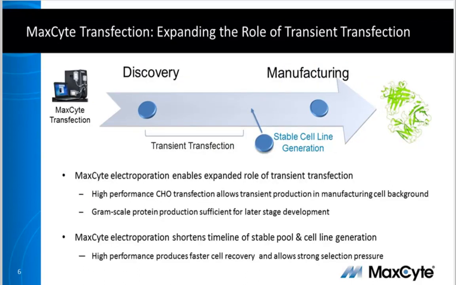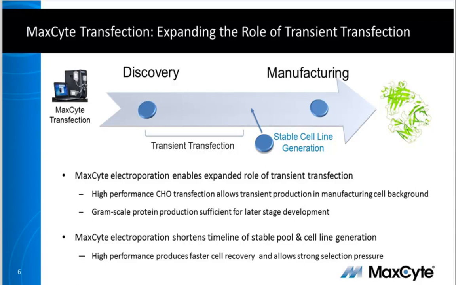Maxcyte transient transfection is scalable electroporation-based cell loading technology that can rapidly generate milligram to gram quantities of proteins in the cell line of choice, including CHO cells. This reduces risks by enabling earlier and more detailed analysis of antibody candidates that have the correct post-translational modifications, all prior to investing in the generation of cell lines.